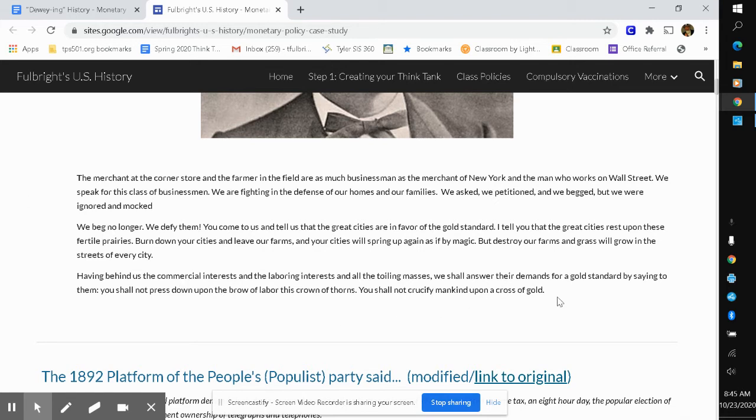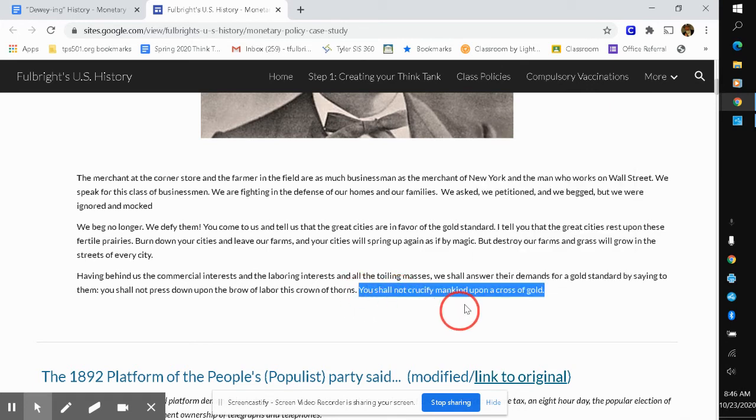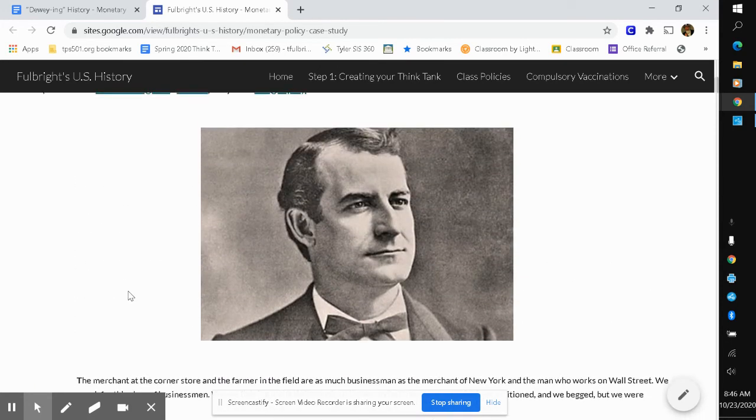Pretty strong language from William Jennings Bryan. This idea here, crucifixion, who would that be a reference to? If we're to think about crucifixion, it's a way to execute somebody, a painful execution. What is he saying the gold standard is doing, especially to the working people, the farmers, the factory workers? William Jennings Bryan is arguing that the common man's life is harder under the gold standard.